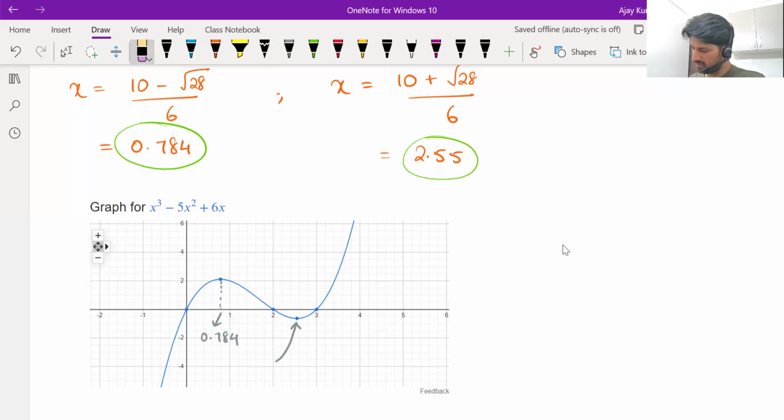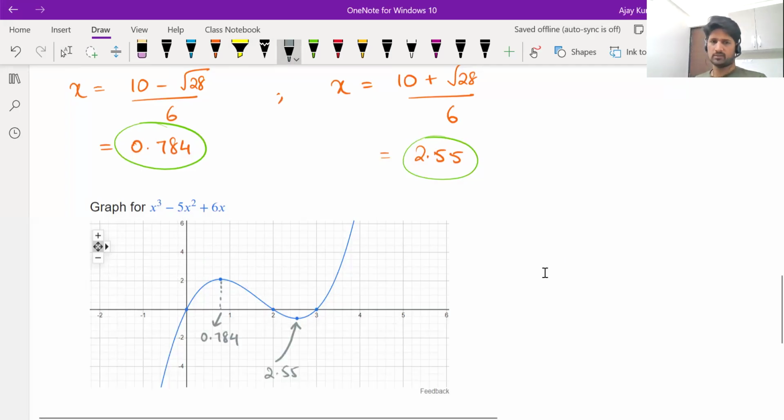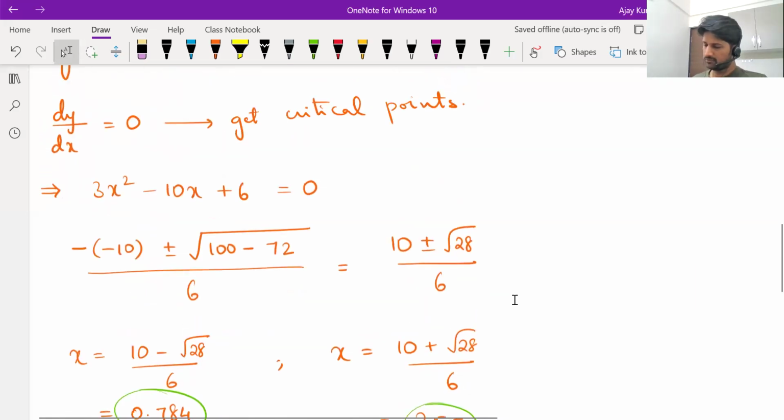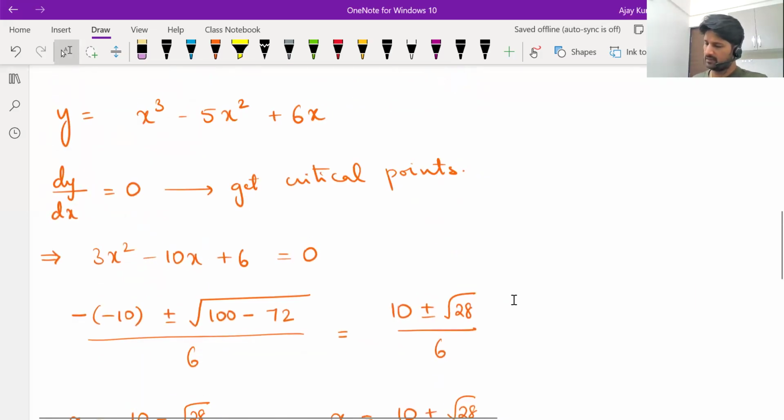The next critical point, you can see it is slightly beyond 2.5, and as expected, it is 2.55. This point. These are the two critical points. And we know at the first one there is a maximum, at the second one there is a minimum. We'll see if we can prove that mathematically. To check for maximum minimum, we go for the second derivative.